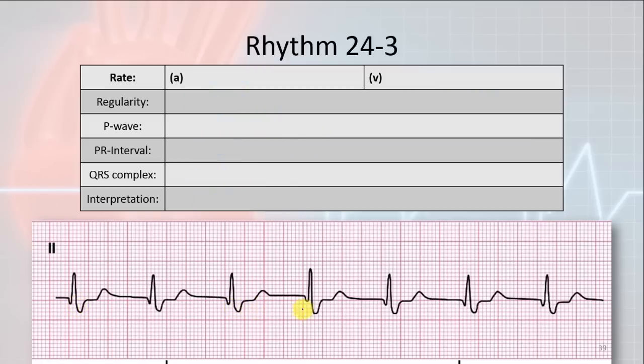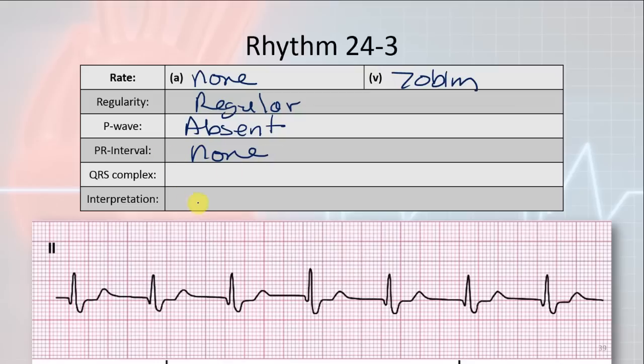The other one here, the next one, this one right here, is this a P wave right here or is it not? I don't know. So I'm going to assume that that is not a P wave and it is part of the QRS complex. So my atrial rate is none. My ventricular rate, 1, 2, 3, 4, 5, 6 is 70. Regularity, I don't have calipers, but I'm going to assume that it's regular. P waves, I'm going to say are absent. PR interval, don't have one since we don't have a P wave.